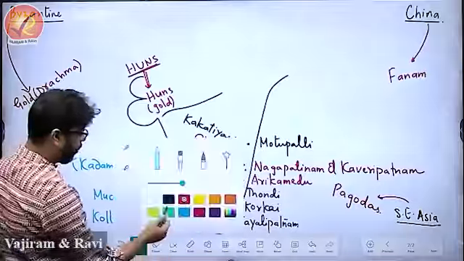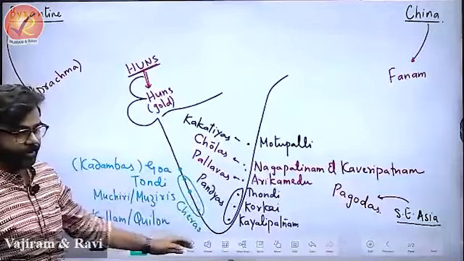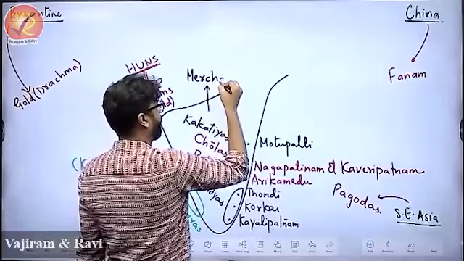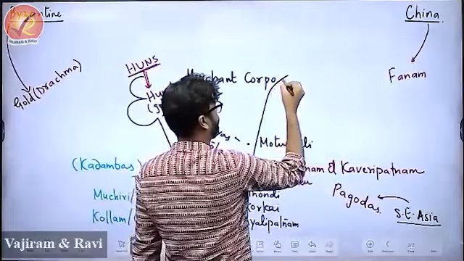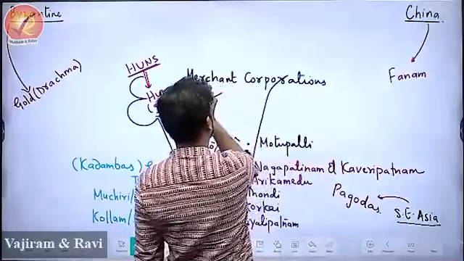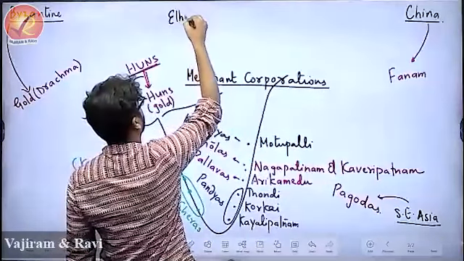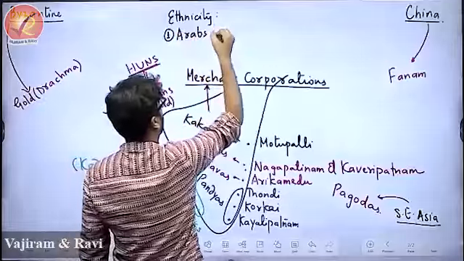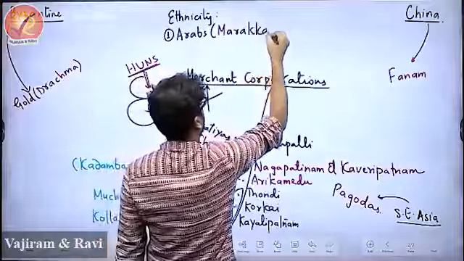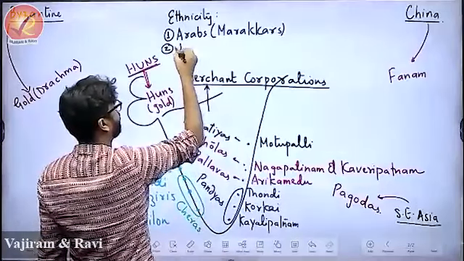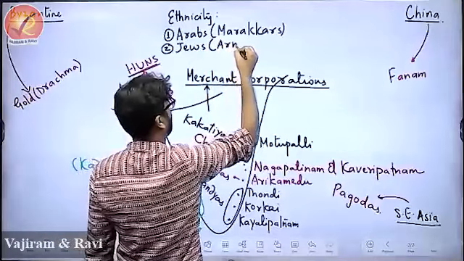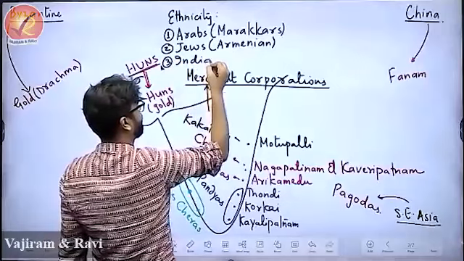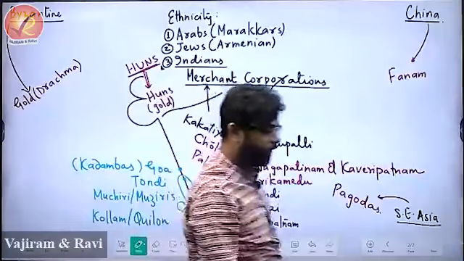So the question is, why are they interested here? Of course, they have spices. So who is trading in South? Big merchants who have their companies. So we call them merchant corporations. If you look at the ethnicity of these people, they belong to three communities. Number one, Arabs. We call them Marakkars. Number two were the Jews. They came from Armenia, so we call them Armenian Jews. And number three, put a star on number three. After all, they are Indians. Underline Indians, because we have to discuss what we mean when we say Indians.